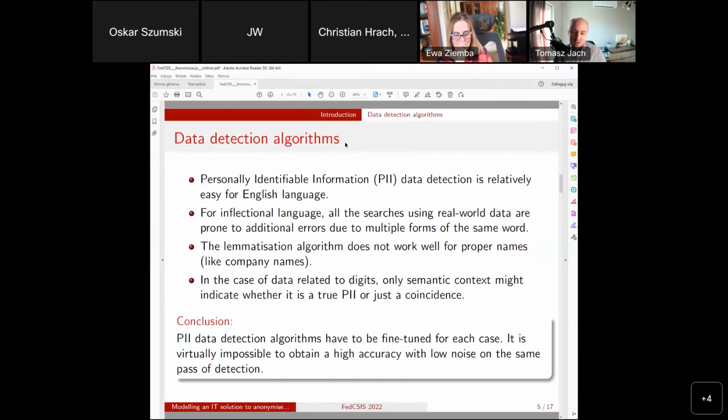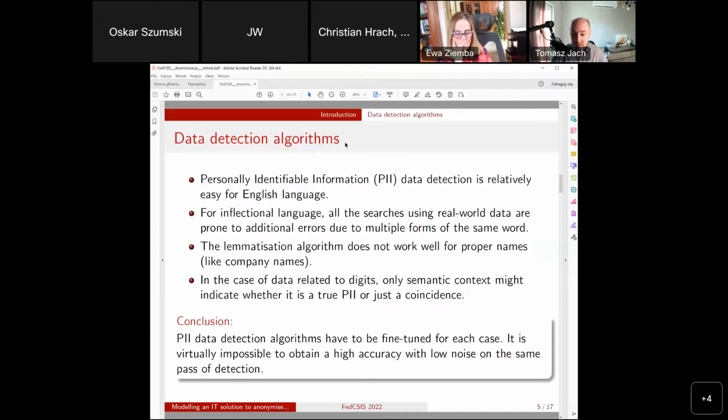Furthermore, for inflectional languages such as Polish, all the searches using real-world data are prone to additional errors due to multiple forms of the same word. Due to inflection, most natural language processing algorithms are more difficult to implement, because lemmatization algorithms don't work for proper names like company names. They work well for common names, but not for proper names.